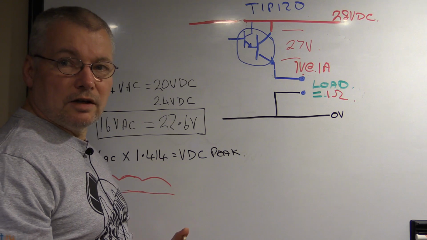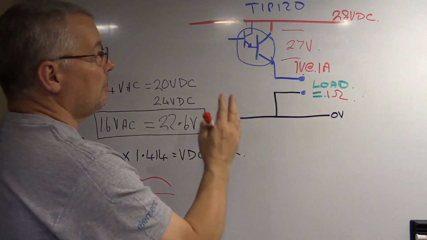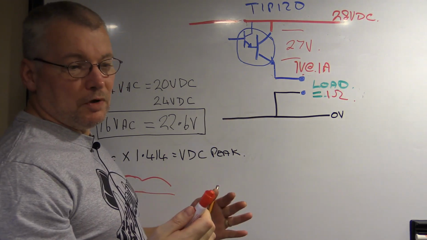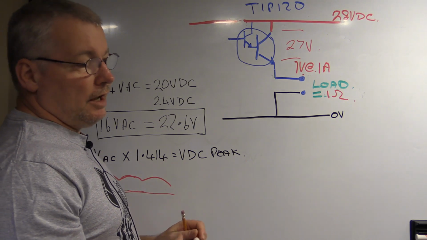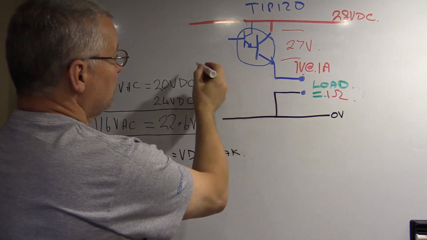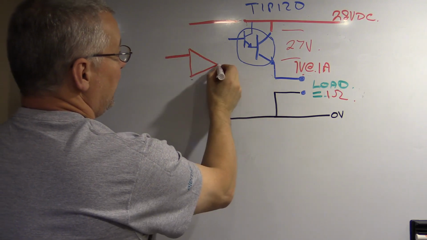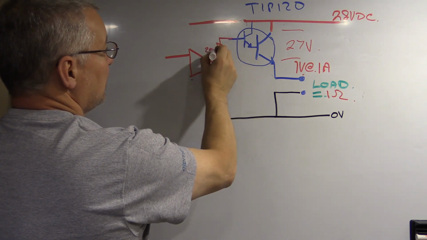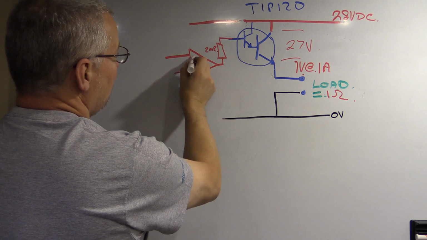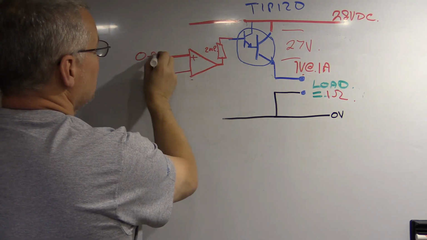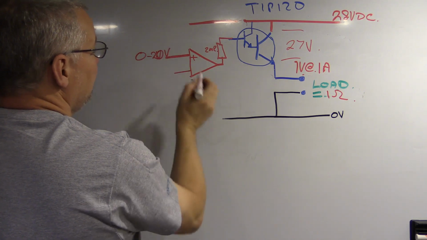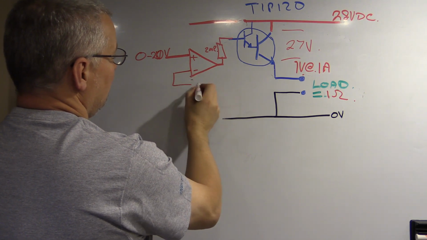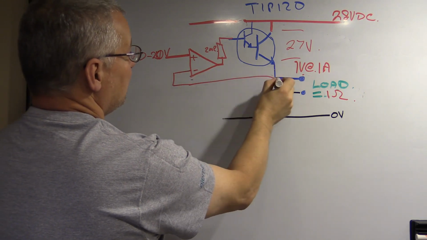Now, we haven't started looking at feedback to control this yet. We're just really talking about how to drive this output stage. If you were monitoring this, remember we've already done a quick tutorial on op amps. So if you were going to be using an op amp to drive this, you'd have your op amp here. The output of this, you just put a limiting resistor here, maybe 200 ohms or something like that. Your positive input here would be, say, your 0 to 20 volts. Your negative input here, this is just a very, very basic, you're using an open loop gain here, would be connected to here, all right?